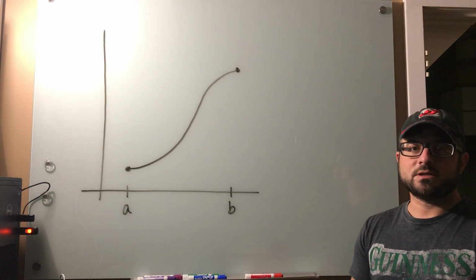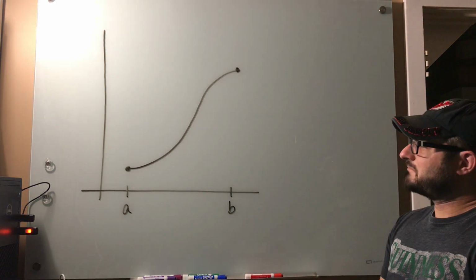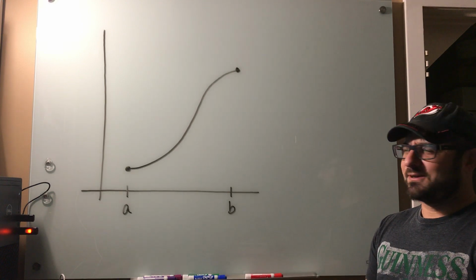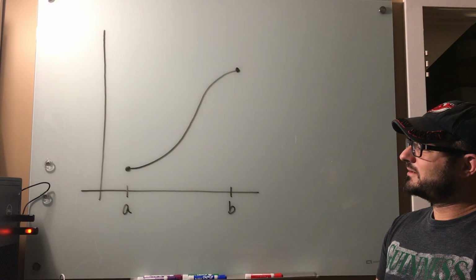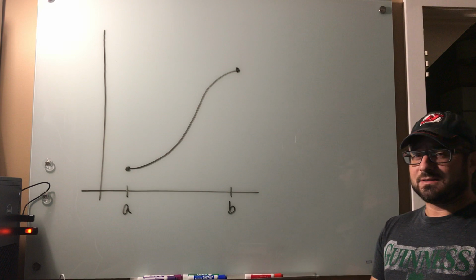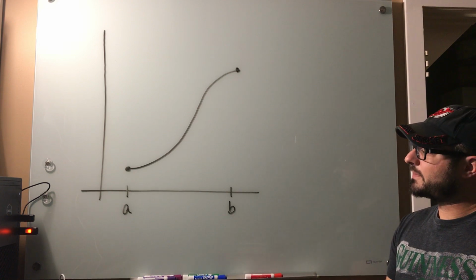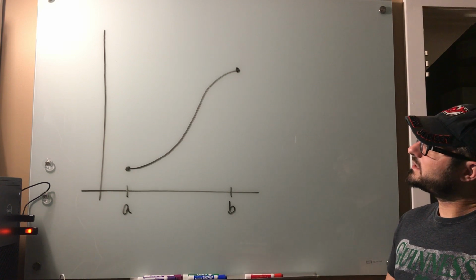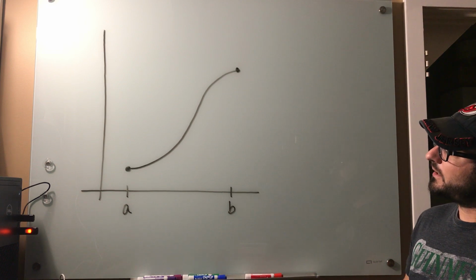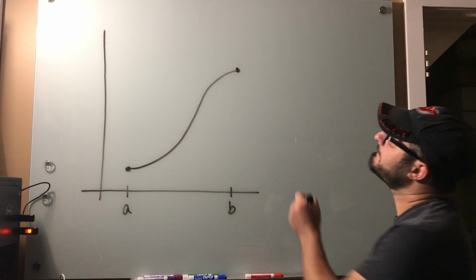Increasing and decreasing functions. They have an odd definition. It's a very, very mathy definition. But if we look at it graphically, it's a little bit easier to understand. So this is an increasing function on the interval from A to B.